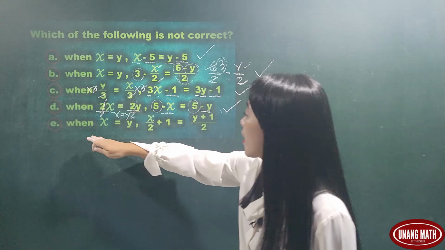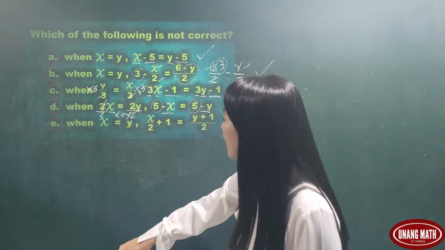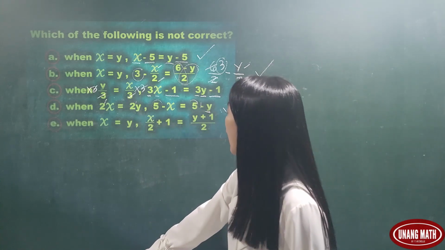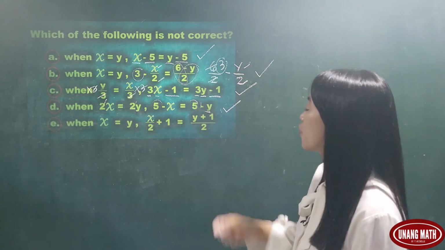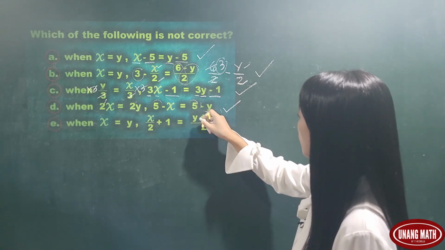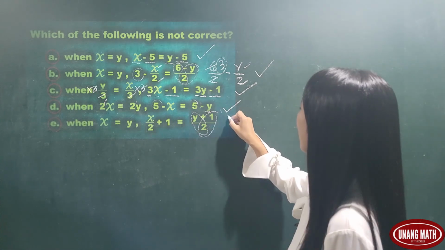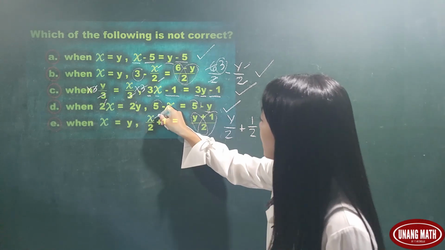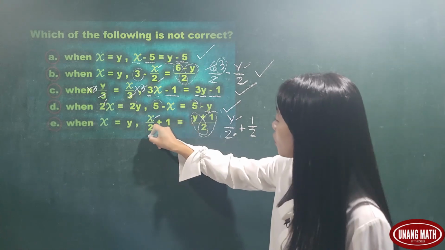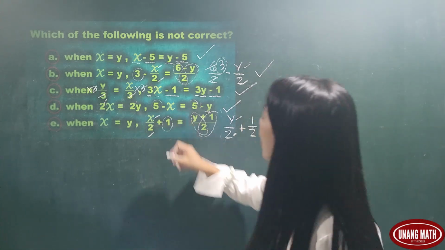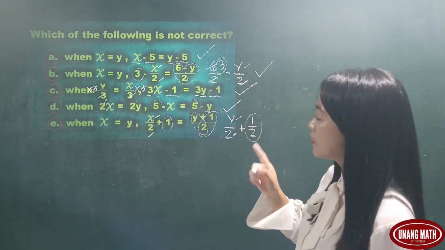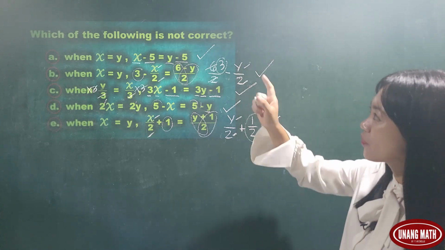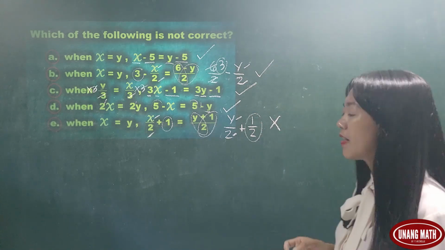Okay, now let's check this last equation here. X is equal to y. X over 2 plus y is equal to y plus 1 over 2. Y plus 1 over 2 is equal to y over 2 plus 1 half. So y over 2 plus 1 half. Okay, x is equal to y. This is 2, this is also 2. But this is 1 and this is 1 half. So that means equation E is not correct. So which of the following is not correct? Equation E is not correct.